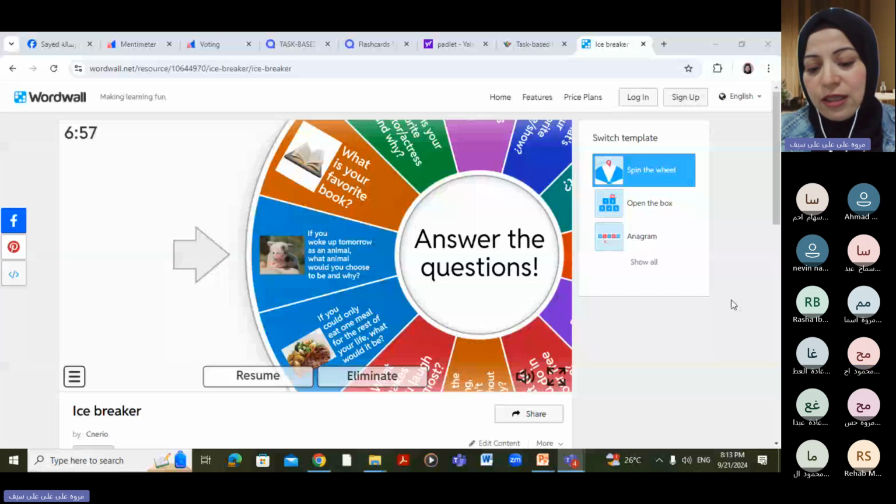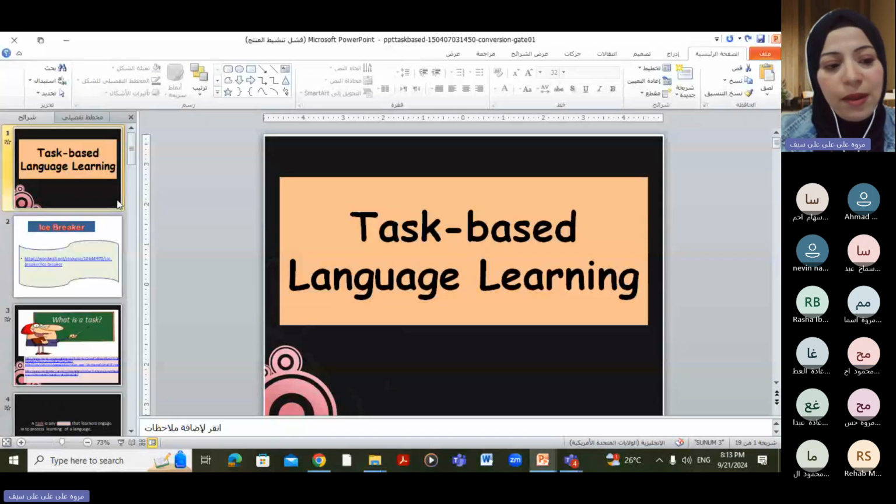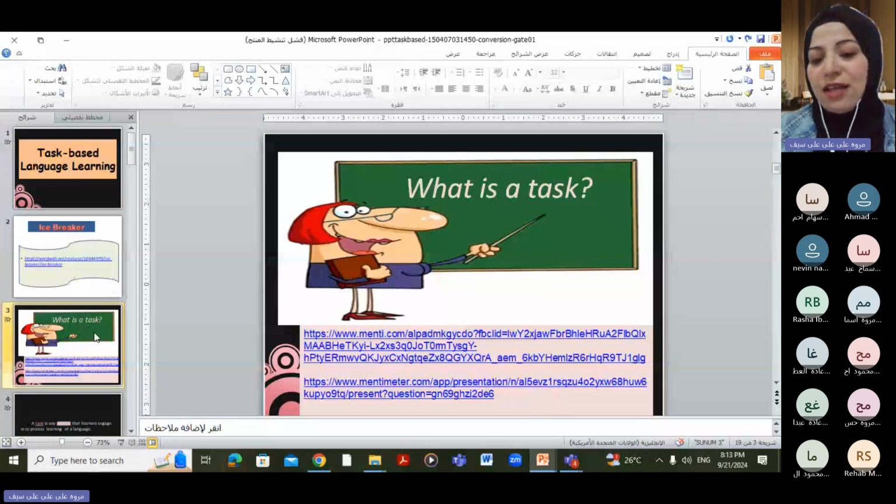Let's go to the presentation and start our session. That was just an icebreaker, a little bit to warm you up. Then we will start the session. So, task-based learning, let me ask you, what is a task? What comes to your mind when you hear the word task?